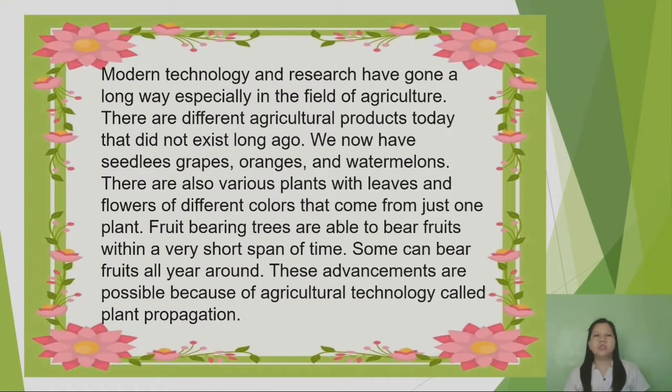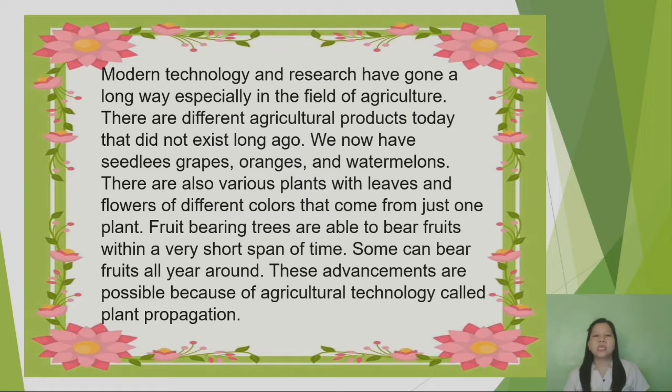Modern technology and research have gone a long way, especially in the field of agriculture. There are different agricultural products today that did not exist long ago. We now have seedless grapes, oranges, and watermelons. There are also various plants with leaves and flowers of different colors that come from just one plant. Fruit-bearing trees are able to bear fruits within a very short span of time. Some can bear fruits all year around. These advancements are possible because of agricultural technology called plant propagation.